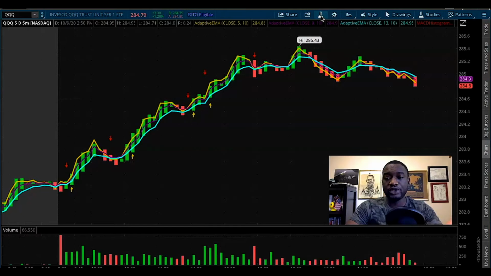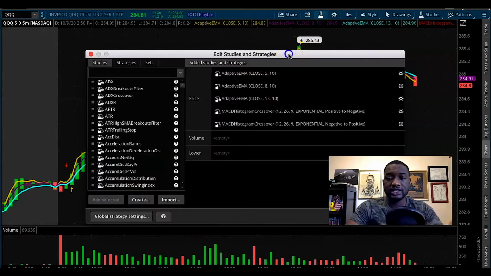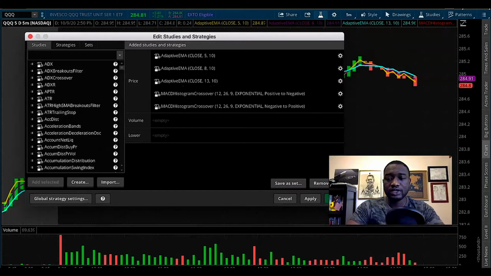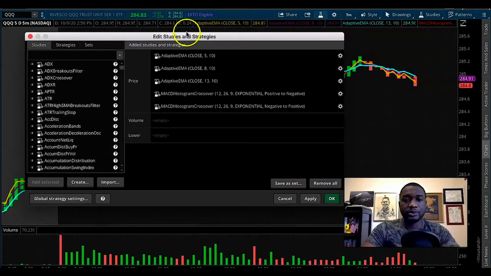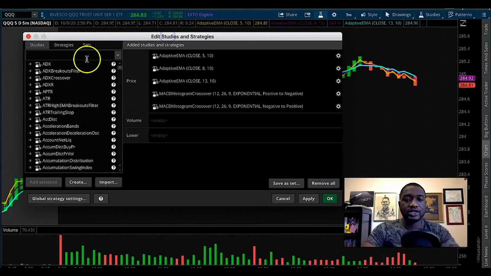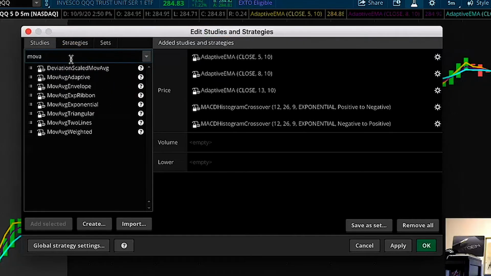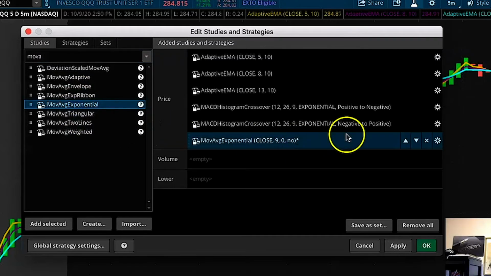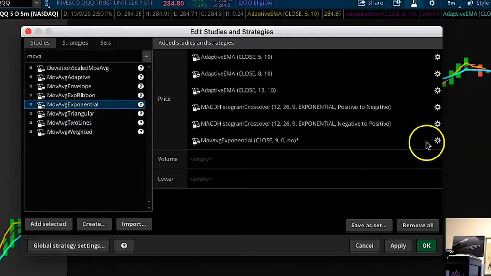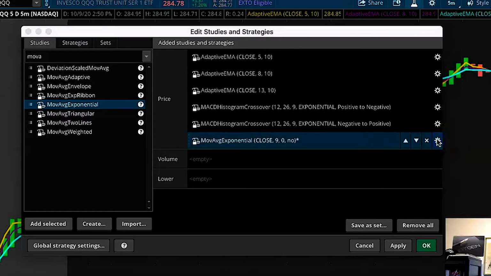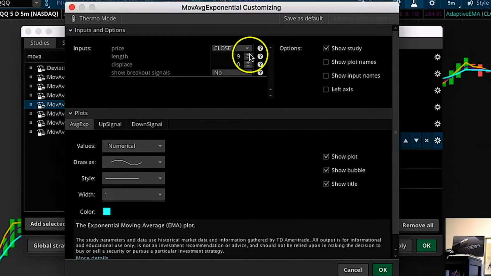To get this going, you need to go on edit right here, edit studies. You need to go to search and type in moving average, and it will come up. We need a couple, but let's start with one first. I'm gonna put this one there. And we're gonna change the name. We're gonna change the settings up really quickly. We do it as we're going.